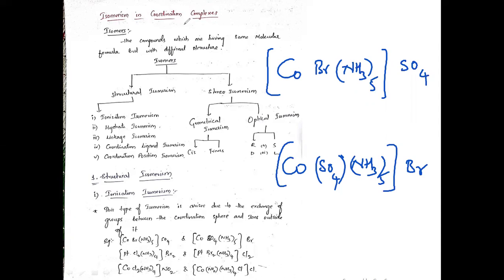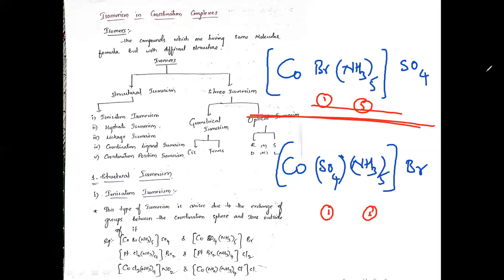So let us understand here. What is the difference between these two complexes? Here this is a cobalt and this is a bromine. Here one bromine is there, and 5 ammonia molecules are there. Here also you can check, here one sulfate and 5 ammonia are there. So you can see here one cobalt, here one cobalt, one sulfate, one sulfate.